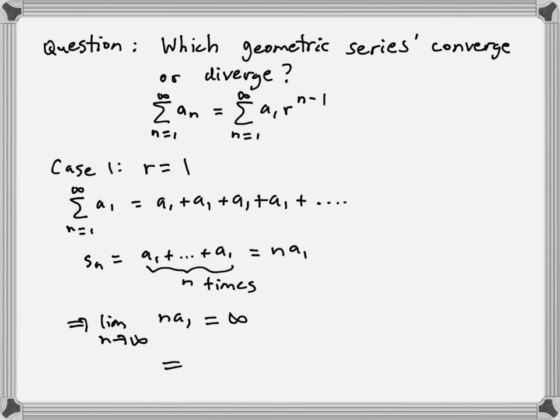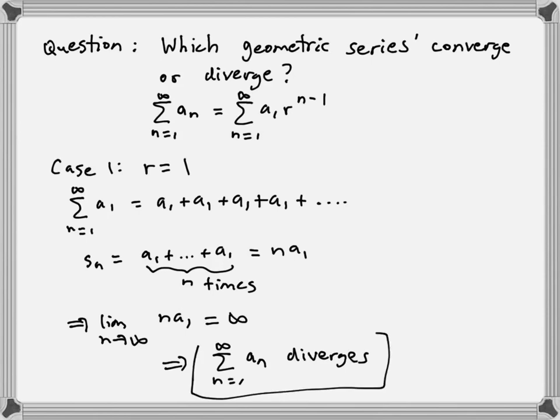This means that, let me call this guy S. I'm sorry, I shouldn't do that, we are using that for something else. This means that the series diverges. Okay, so case 1: if the ratio is 1, then the series diverges. Let's do case 2.